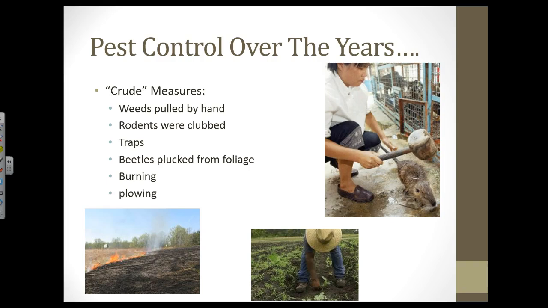Alfalfa around here used to be burned off every fall, get kind of hazy and whatnot, and in time enough complaints were heard that it's kind of a difficult thing to do anymore.